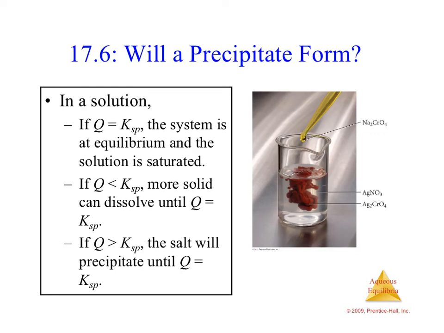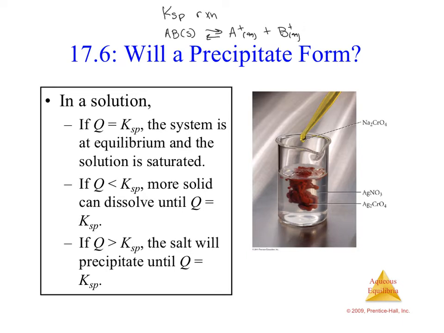In this video lecture, we're going to cover Chapter 17, Section 6, and we're going to look at Q versus KSP and see how we can determine if a precipitate will form. A couple things to remember. Anytime we're talking about a KSP reaction, you always have your ionic compound solid in equilibrium dissolving into the aqueous ions. So we have to remember that.